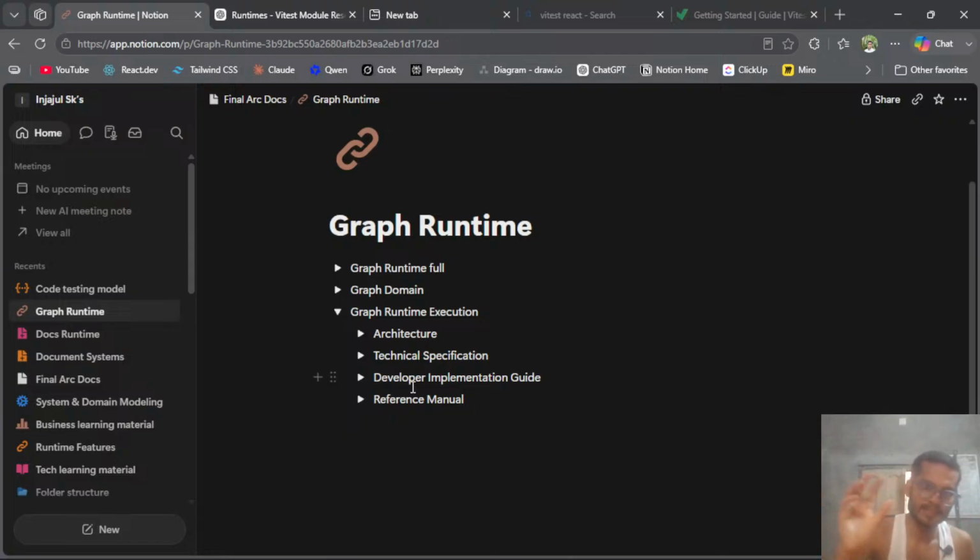Then it becomes a source of truth. So let's say if you want team member onboarding, you have to tell them, hey, this is my entire code base, the mental model you have to follow. And even if they don't care about these things, if they just have this developer implementation guide, they can implement it, right? So guys, this is the mental model most big projects follow, right?